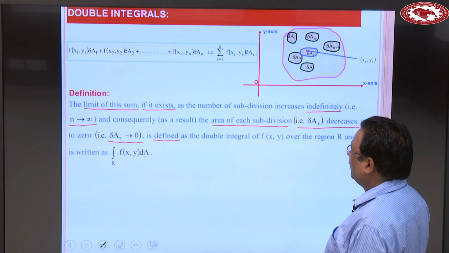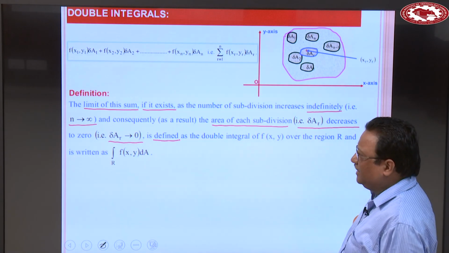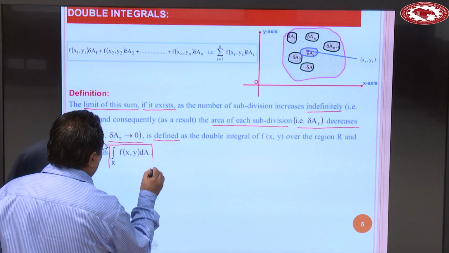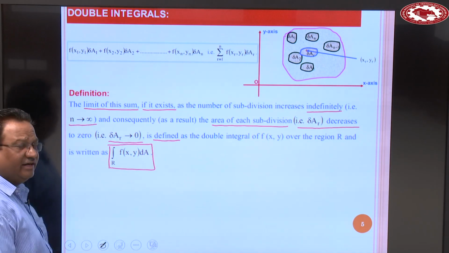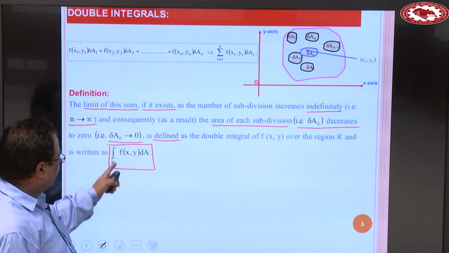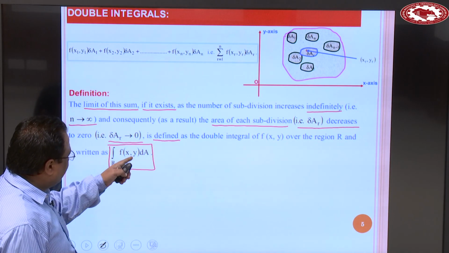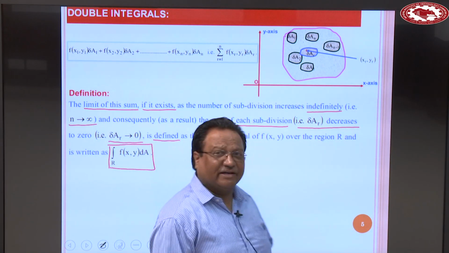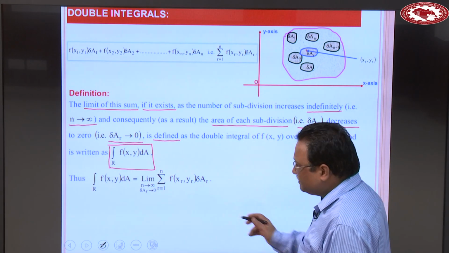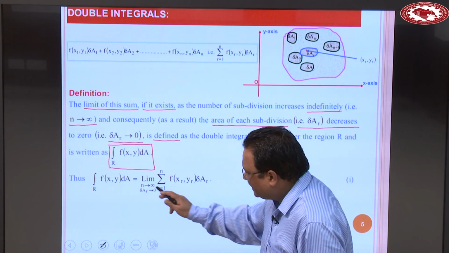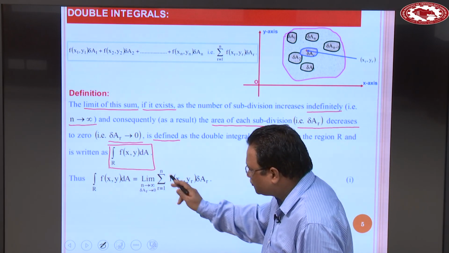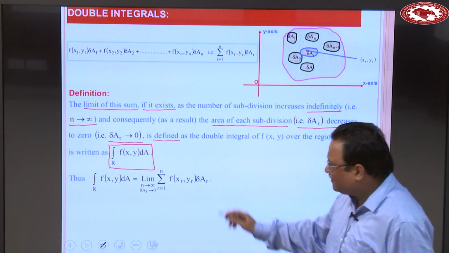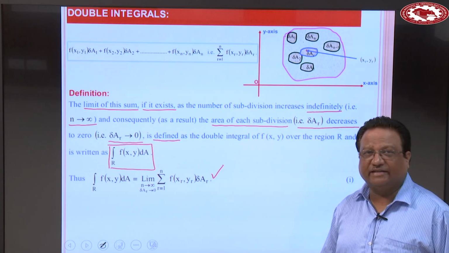is defined as the double integral of fxy over the region R and is written as integral over R fxy dA. Okay, so this integral over R fxy dA is nothing but double integral, and that double integral is nothing but limit of the sum. Clear? This means this integral is limit n tends to infinity, delta AR tends to 0, summation r equals 1 to n f xr yr delta AR. So this one is the definition of this double integral.